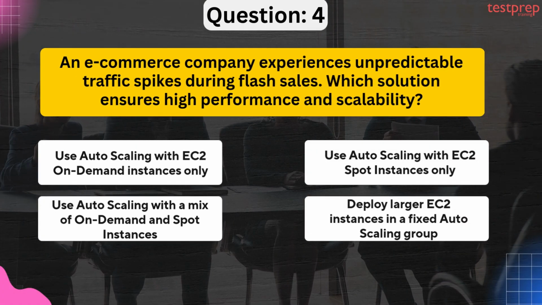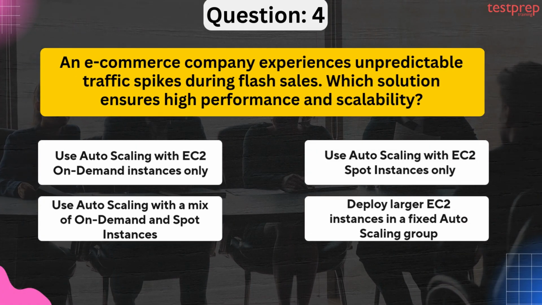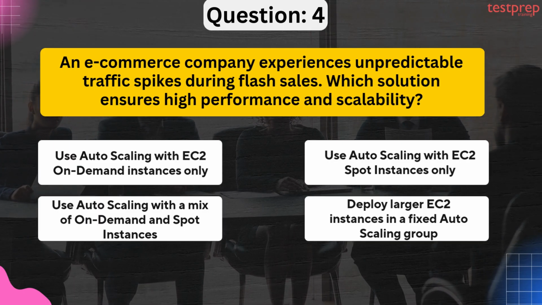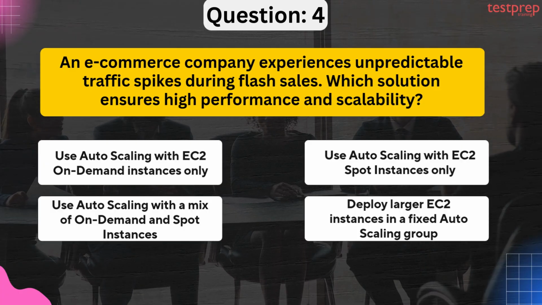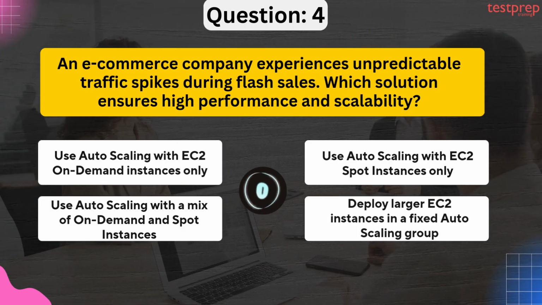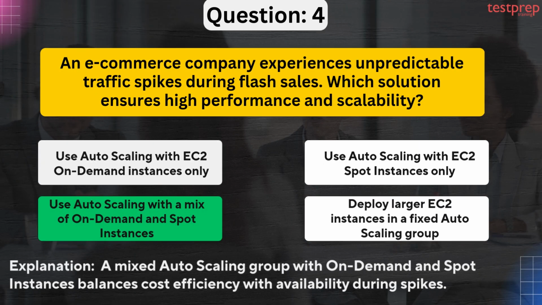Question 4. An e-commerce company experiences unpredictable traffic spikes during flash sales. Which solution ensures high performance and scalability? The correct answer is use auto-scaling with a mix of on-demand and spot instances. A mixed auto-scaling group with on-demand and spot instances balances cost efficiency with availability during spikes.